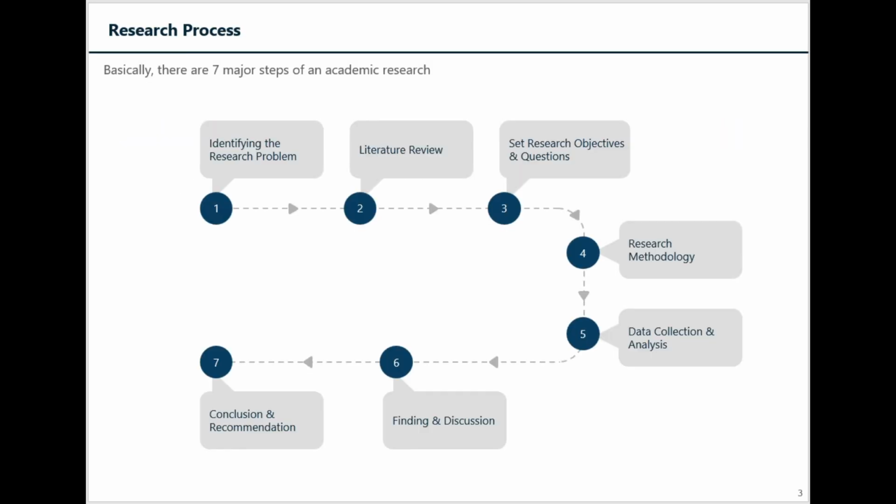Okay, slide 1, research process. I will not take a lot of time here because everyone knows what a process is all about. Let's do a quick glimpse: research problem identification, literature review, setting research objectives and questions, research methodologies, data collection, analysis, findings and discussion, and then conclusion and recommendation. I'll do the slide very quickly, so please pause whenever you want, and you can read it accordingly.